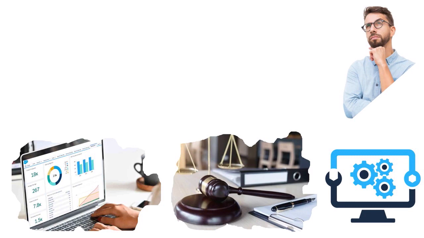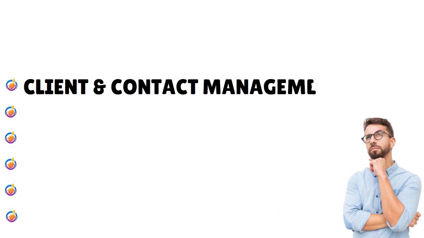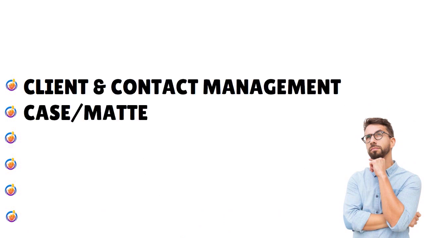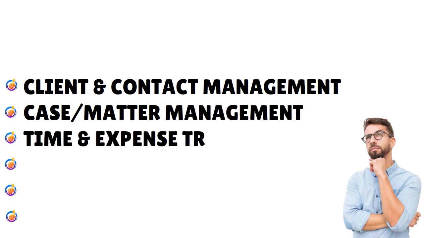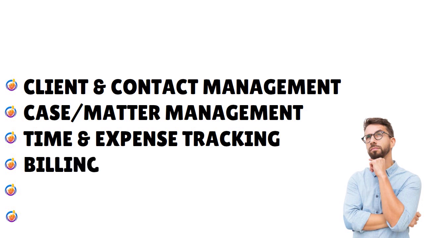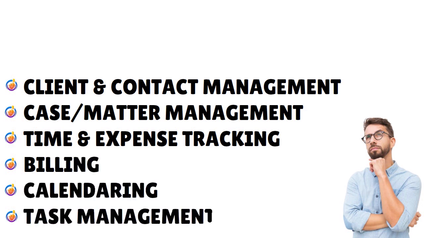So when you think about Clio, the law practice management software, we have a constellation of functionalities that we love a lot in this software. For example, you have client and contact management. You have case matter management. You have time and expense tracking. This is really good. You have billing. You have calendaring. You have task management. Those are the core features that we actually love in the Clio law practice management software.